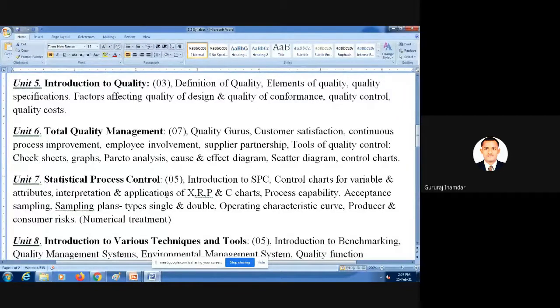Quality gurus, customer satisfaction. In that quality section, a very important factor of the entire section is customer satisfaction. Whenever your customer is satisfied, definitely your industry will grow. This is our main object. Now customer satisfaction, continuous process improvement, this is also an important factor including customer satisfaction.